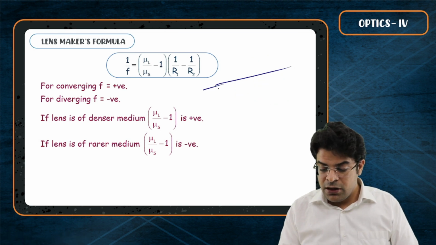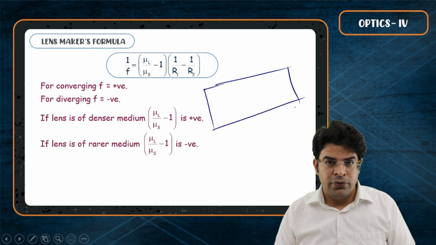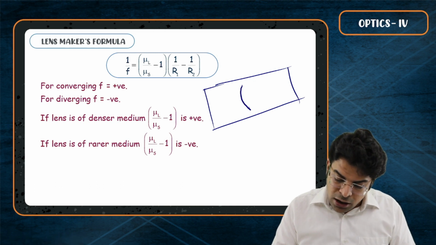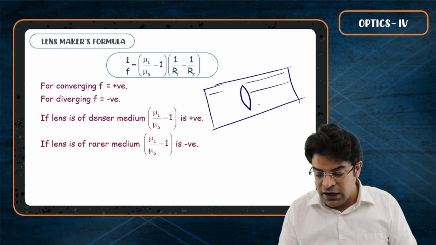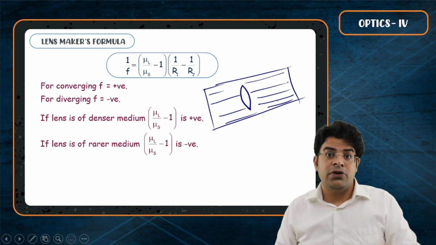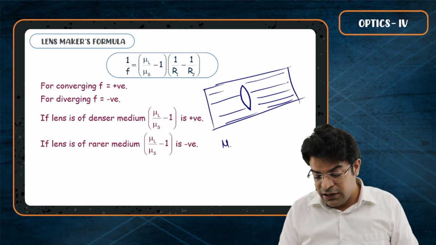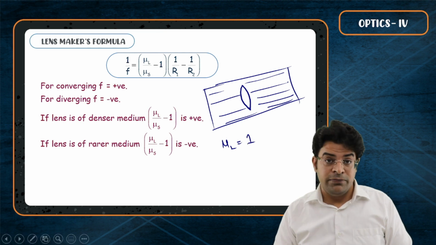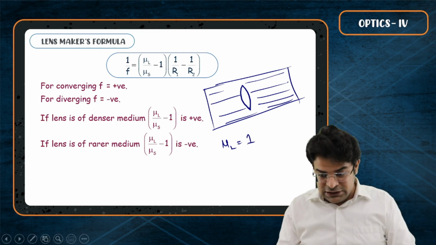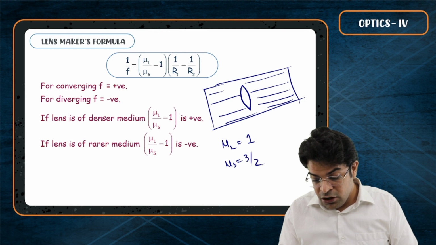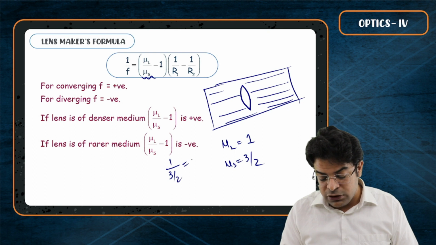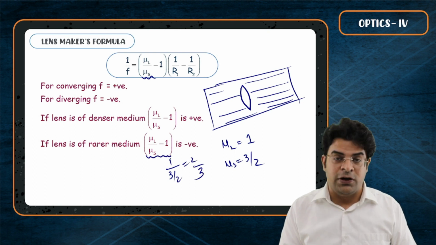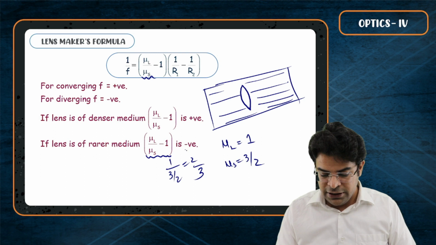But think of the other case. Let's say inside a glass slab, you have a convex shaped cavity filled with air. So surrounding is glass and this lens is a cavity filled with air. Now you will say that the refractive index of the lens material, which is air, is 1. And the refractive index of surrounding, which is glass, is 3 by 2. Now your quantity mu L by mu S will be 1 upon 3 by 2, that is 2 by 3, and 2 by 3 minus 1 is minus 1 by 3, that will be negative.